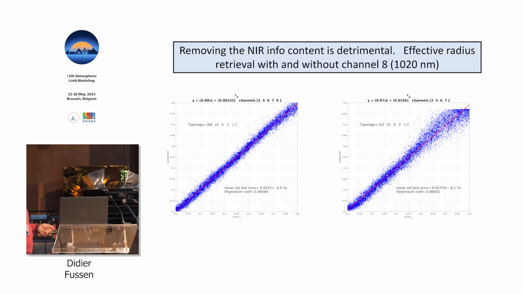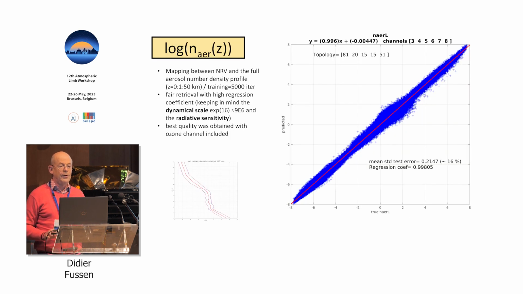Even I am short of time. If you remove the infrared channel, for instance, the 1 micron channel, your regression gets worse. So it proves that it's mandatory to use the near-infrared channel to extract the information about the particle size. I did the same for the log of the number density profile, this kind of mapping.